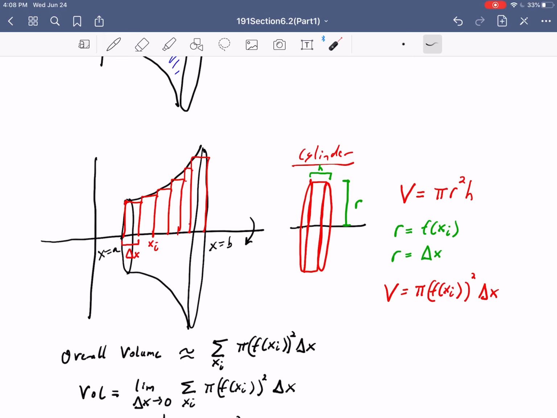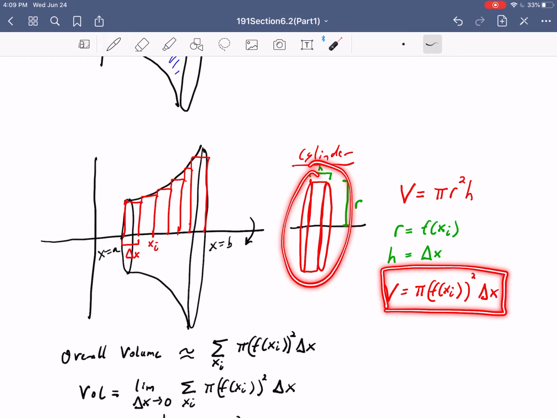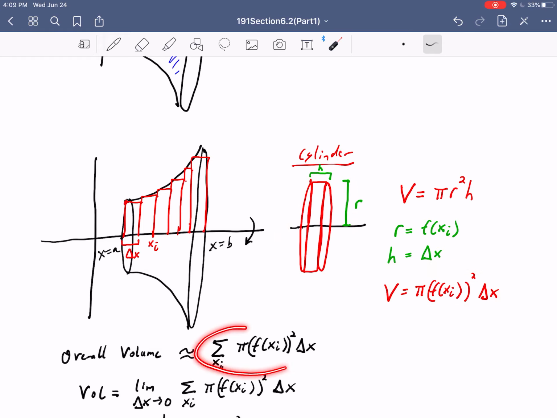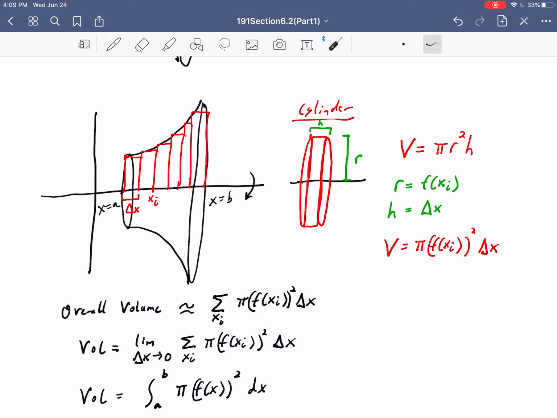We determined the radius. Oh, and we have a little mistake here. I'm sorry. That should be the height there, h. My apologies. We have the radius and the height right there, which allowed us to determine the volume of each of these cylinders. If we combined all those cylinders together, then we got an approximation for the overall volume.